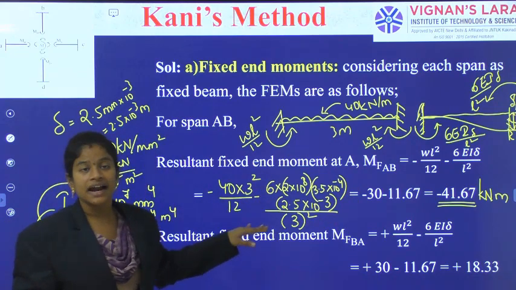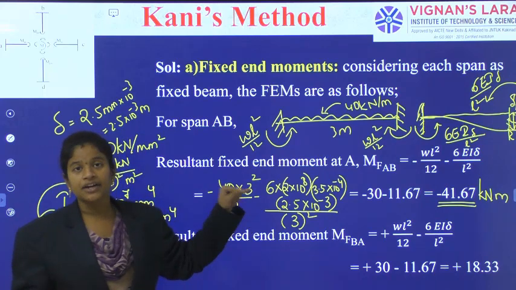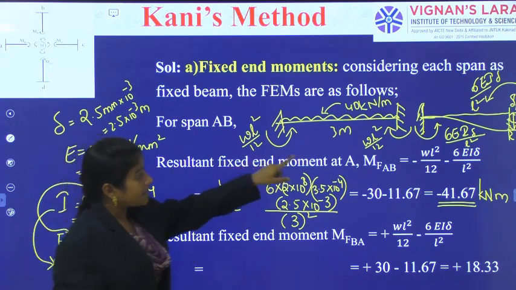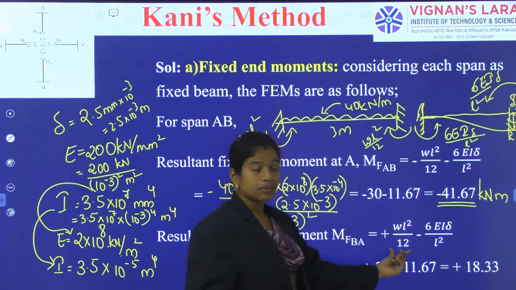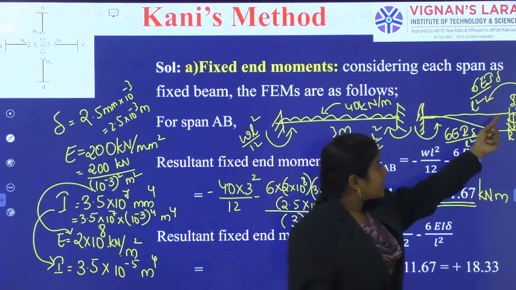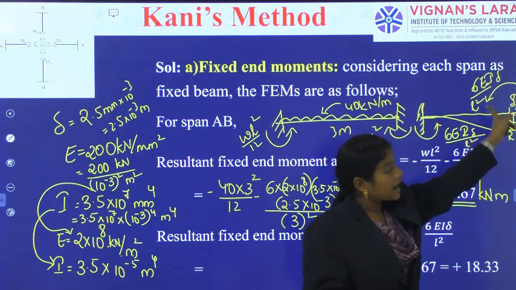Again, for the resultant fixed end moment at B towards A, it goes in the clockwise direction, that's why plus WL square by 12. And then at B towards A, it goes in the anti-clockwise direction.